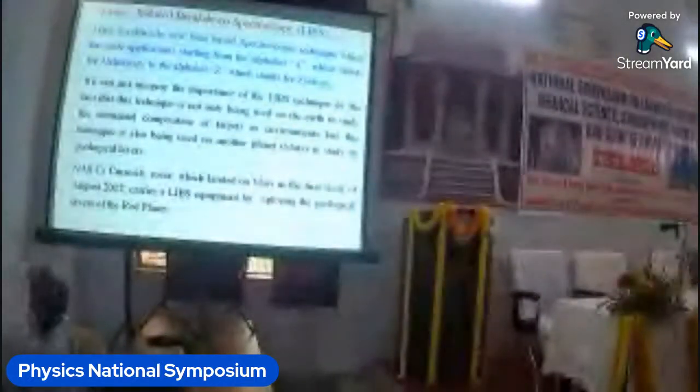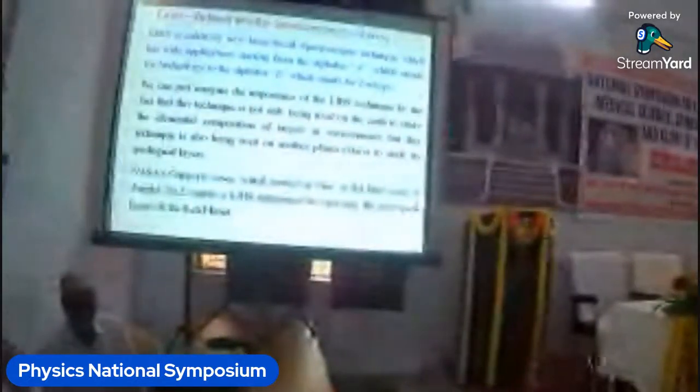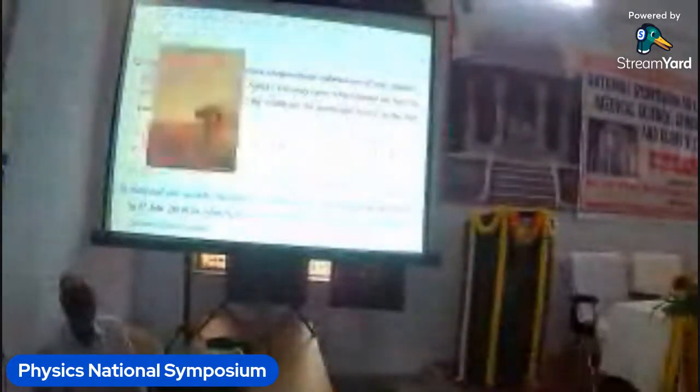This gives the elemental composition of the target on another planet like Mars to study its geological layer, because the NASA Curiosity rover, which landed on Mars in the first week of August 2012, carries a LIBS equipment for exploring the geological layer of the red planet.